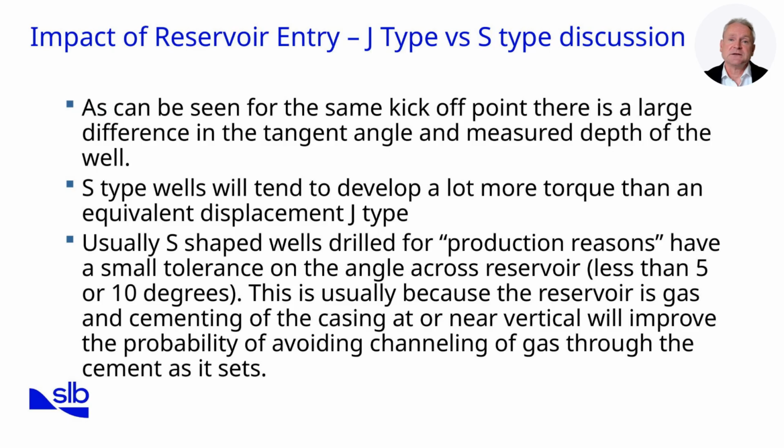This slide highlights the trade-offs between J-type and S-type profiles when entering the reservoir. Both may reach the same target, but their geometry and implications differ significantly. J-type wells are simpler. With a single build and tangent, they provide more stable torque and drag behavior. They also tend to produce lower tangential angles, making casing runs easier and reducing completion risk. For most oil wells, a J-type is sufficient and preferred.